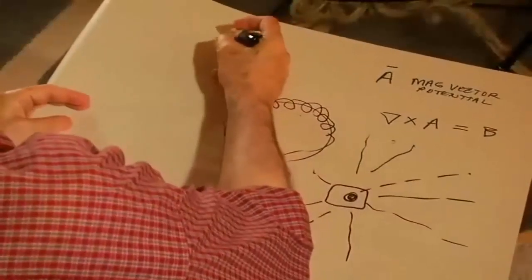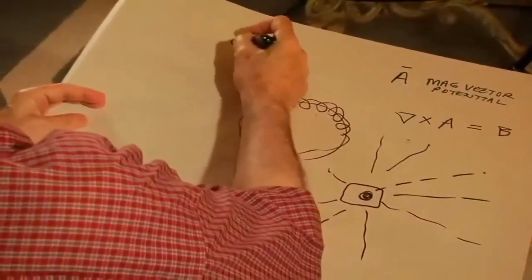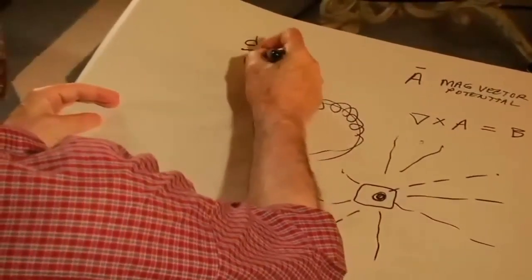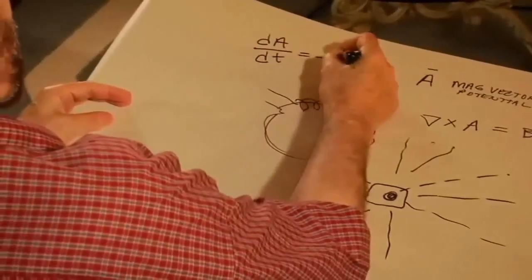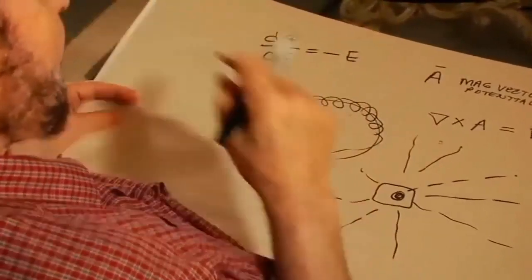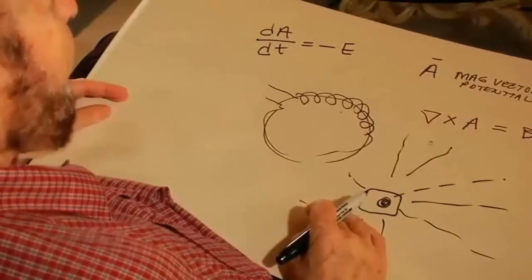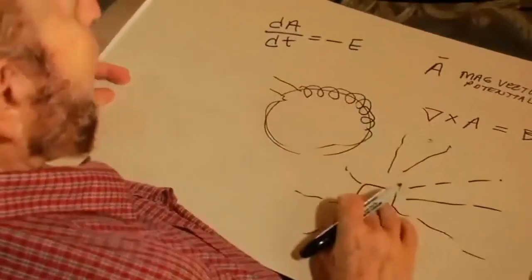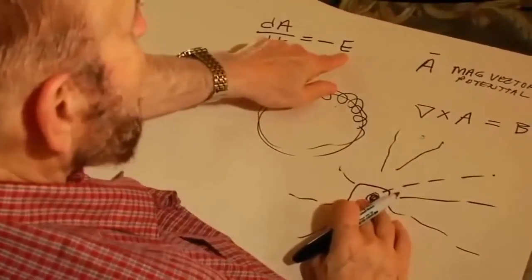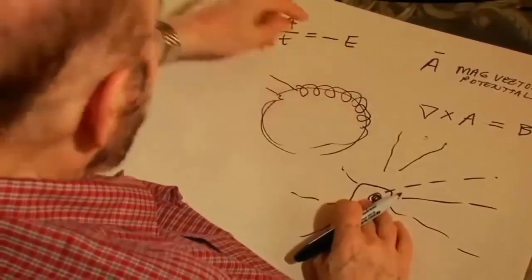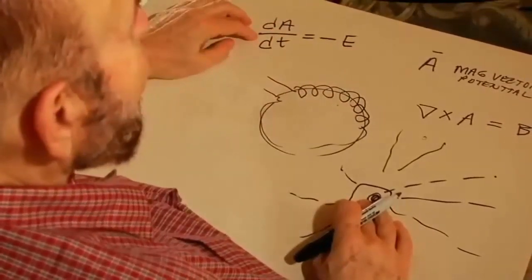All you have to do is change it real fast. The time rate of change, dA/dt, produces an E field in the opposite direction from where the A field was going. It makes an E field, and the magnitude of this electric field that it makes is proportional to how fast you change it, the time rate of change.